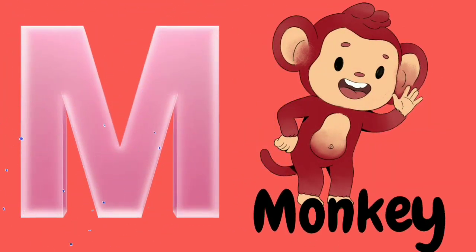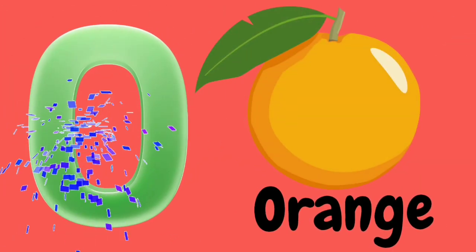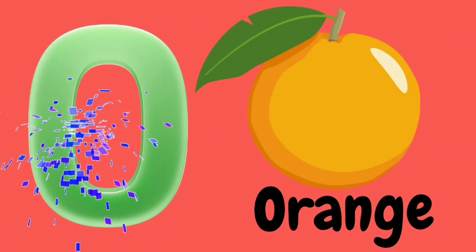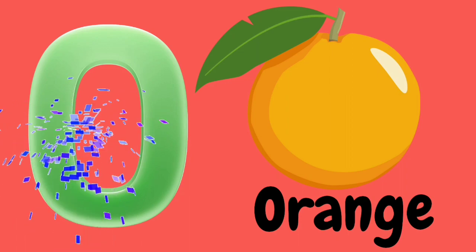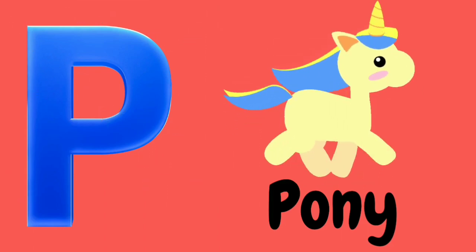M is for monkey, m, m, m, m, monkey. N is for needle, n, n, n, n, needle. O is for orange, o, o, o, o, orange. P is for pony, p, p, p, p, pony.